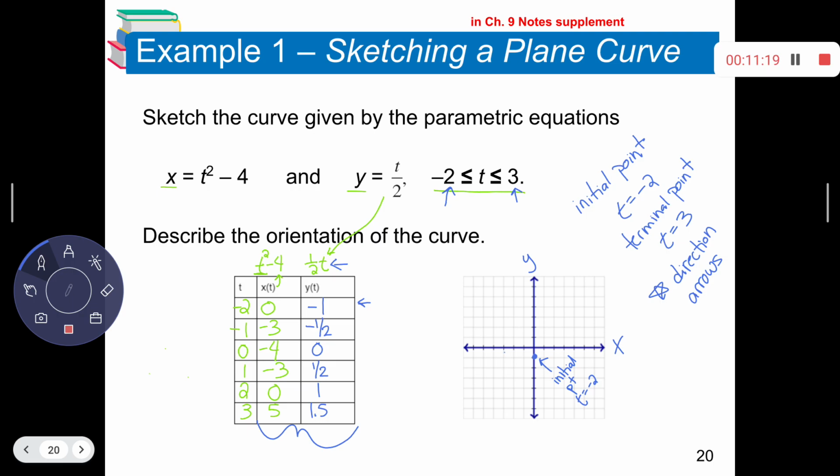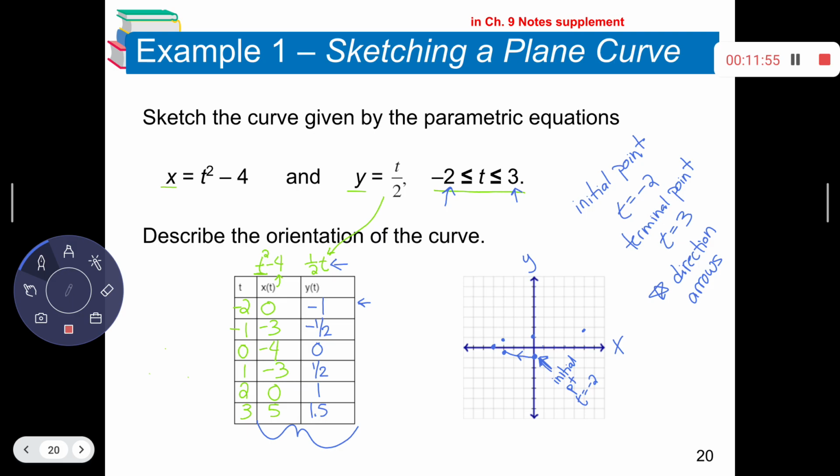Oh, that did not work well. This board does not like to do a point. So I'm moving in this direction. I started here, and then I went to this point next. So that is what I mean by a direction arrow. The next point we're going to graph is over -4, up 0. So that will be right there. And then over -3, up 1/2. Over 0, up 1. And over 5, up 1.5.